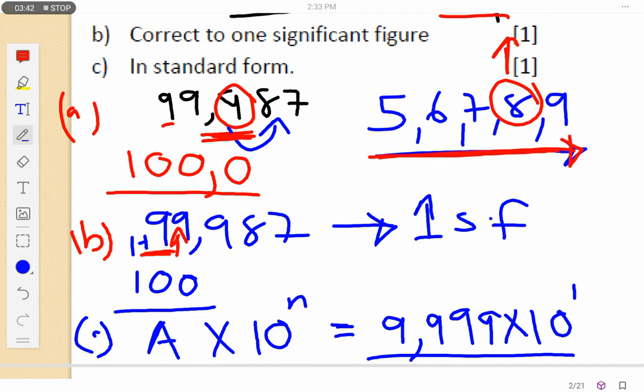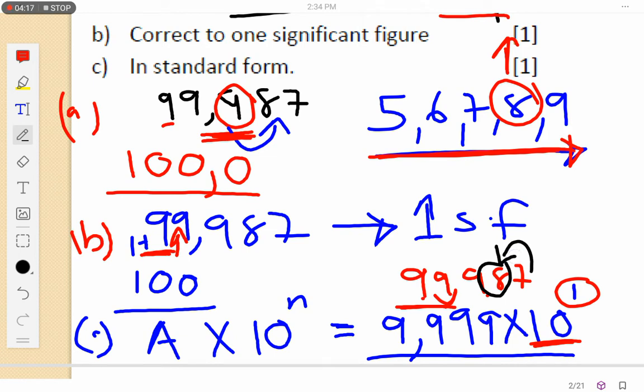Where am I coming from? Let me write it. We had 99.987. Because here we've got 2 digits, that's where I'm taking this 10 here. Then we move our decimal point this way, it becomes a positive 1, that's why I have 1 there. Then I write everything. I've got 9, 9, 9. Then the last 8, I will change it, taking this 7 and rounding it off to the nearest number, which is 9. That's why I have 9999 there.